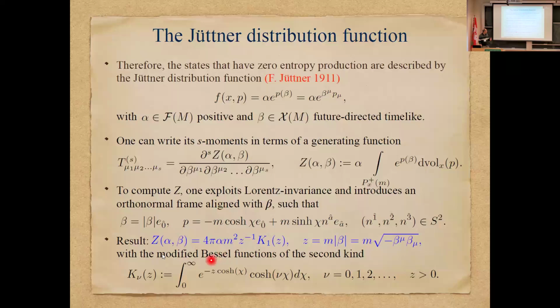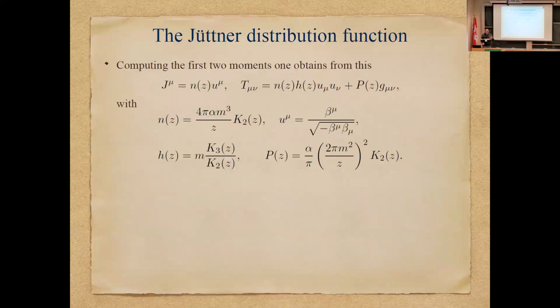And then you can express this Z in terms of something. What appears here is the modified Bessel function of the second kind, which is given by these integrals here. So these are tabulated functions. And this generating function has this form; you can compute it explicitly in terms of this special function. So little z here is m times the norm of beta. Okay, and now you just take partial derivatives and compute the current density.